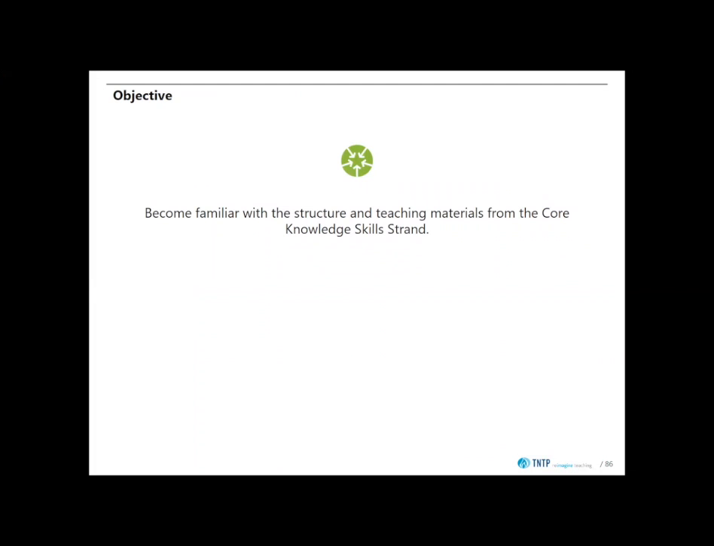Our objective today is to become familiar with the teaching materials and structure from the Core Knowledge Skills Strand. This is a brass tacks section where you'll get to look at the materials you'll actually be looking at and using in your classroom.